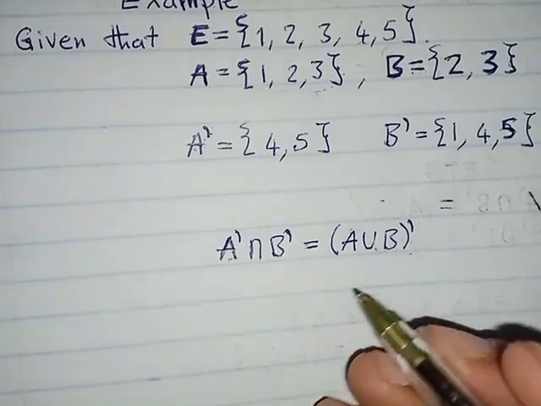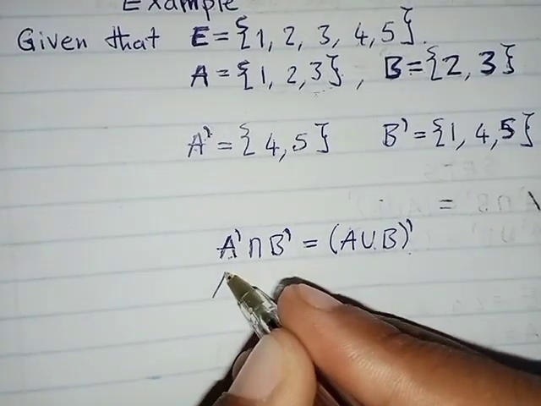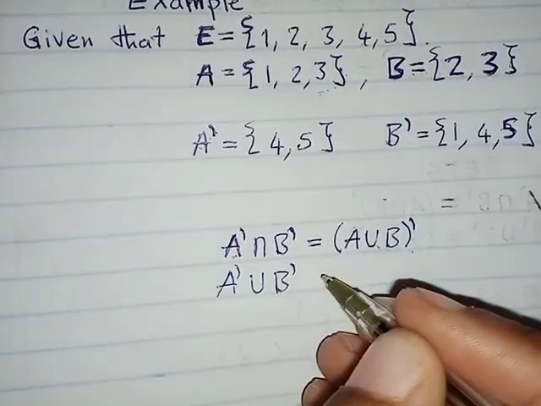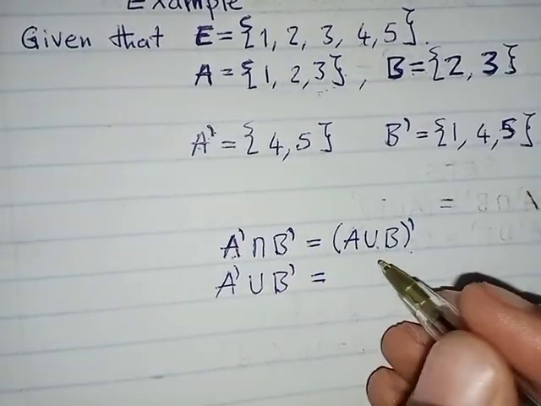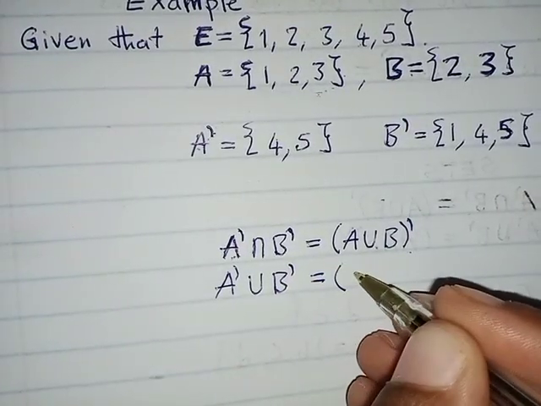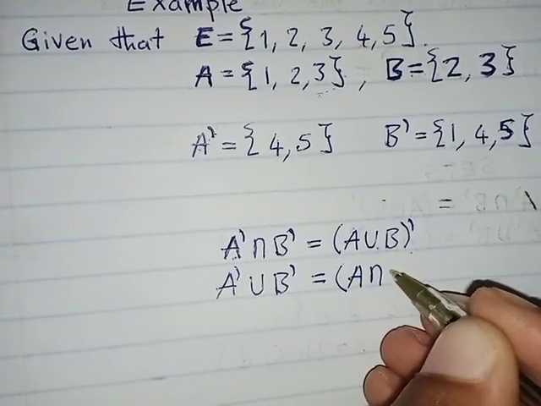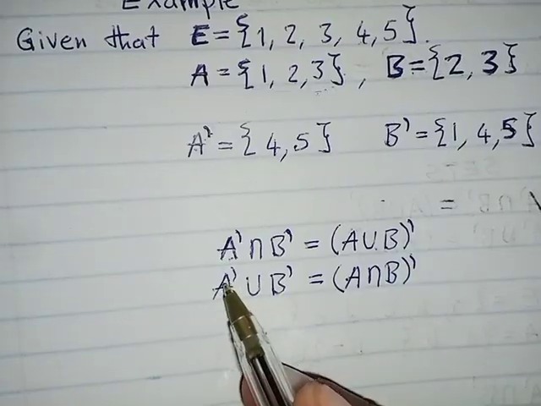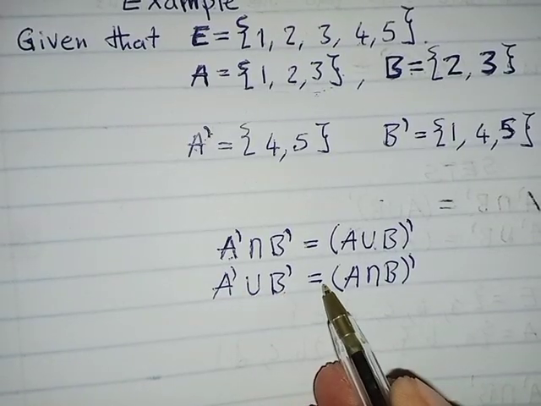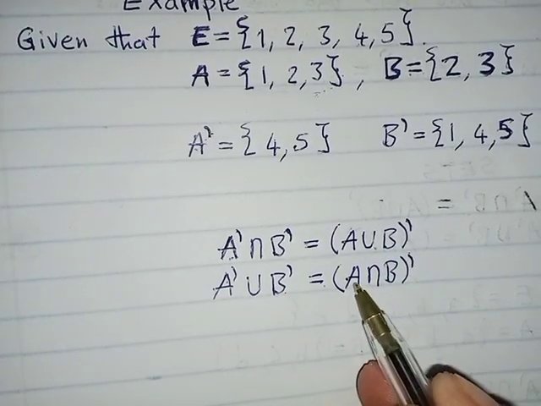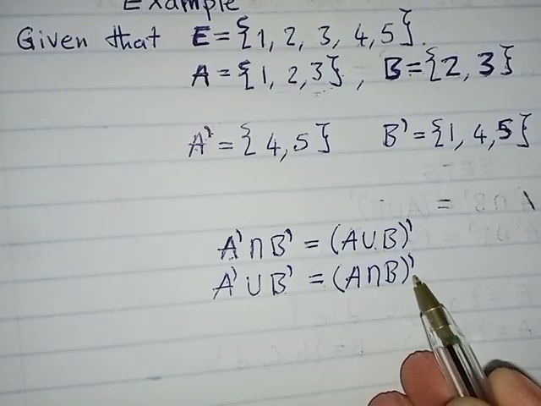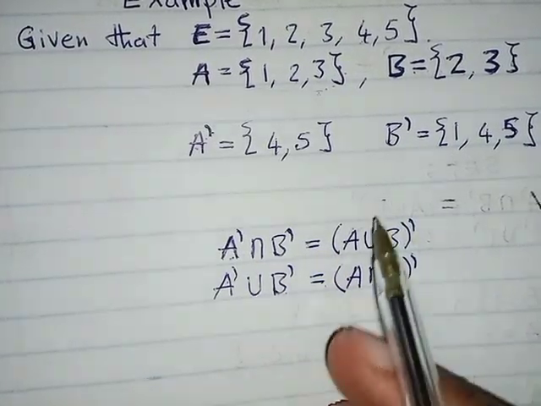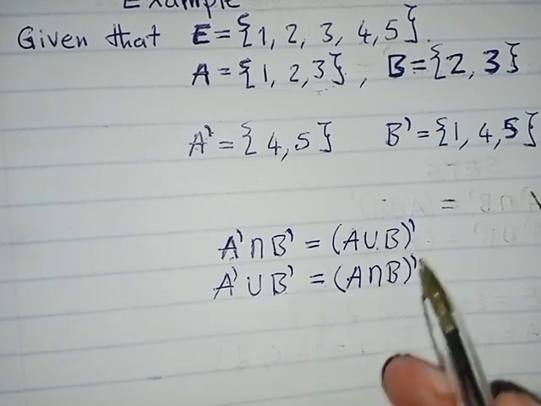Then De Morgan's again says that A complement union B complement is just the same as the complement of A intersection B. So A complement union B complement is just the same as the complement of A intersection B. So these relations are true. And we can just use a simple example to verify this.